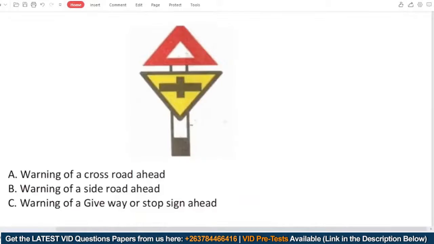So this is the sign that we have. Is this sign a warning of a crossroads ahead, a warning of a side road ahead, or a warning of a giveaway or stop sign ahead? As you can see, we have this triangle here, so it's a warning.